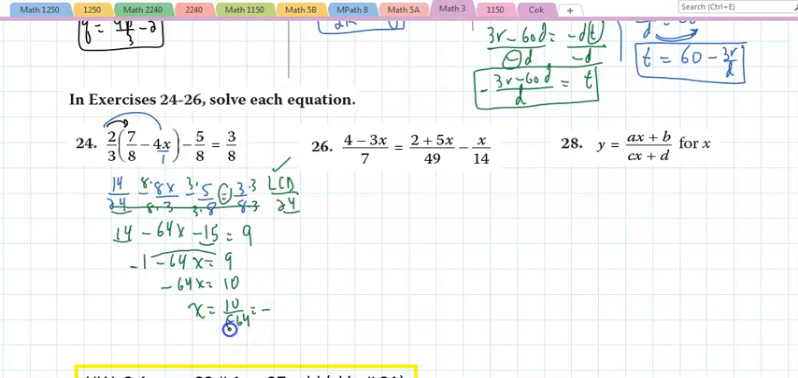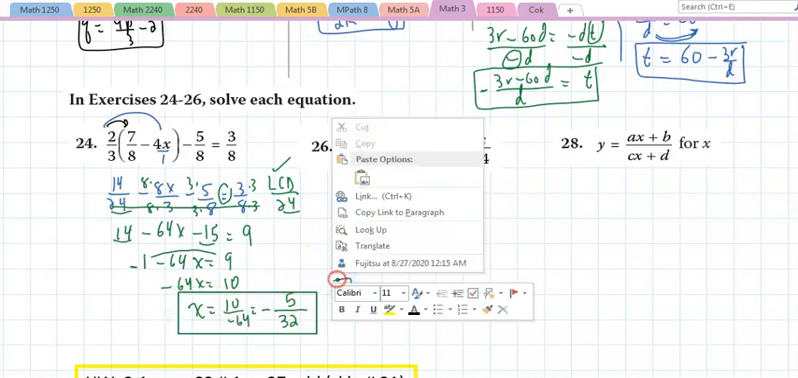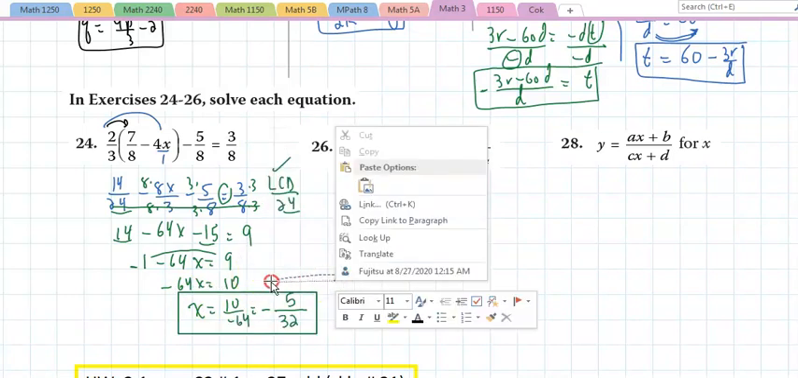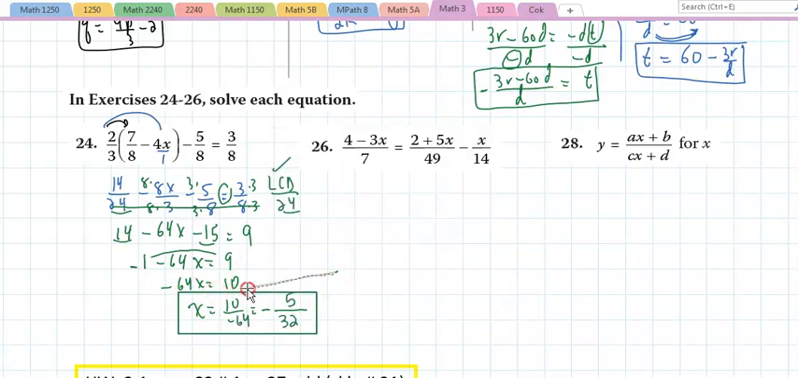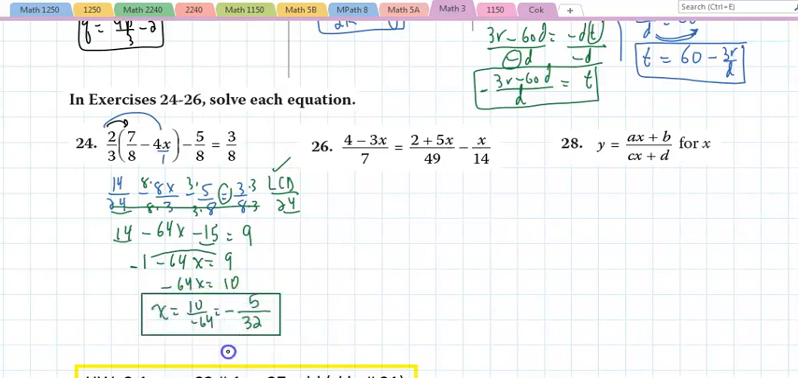Again, mathematicians don't like a negative in the denominator, so put it up front. Divide by 2. 10 divided by 2 is a 5, and 64 divided by 2 is 32. And that would be my final answer. I'm going to shift that a bit to the left, just to make it look nicer. There it is. Now, 26, the same deal.